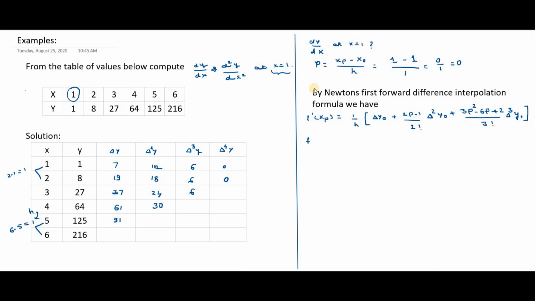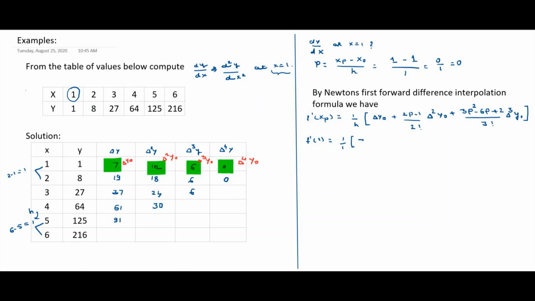Now substitute the values. So f dash of xp value, that is 1, which is asked. 1 divided by h, the value of h is 1. From the table, write down the forward values. So this is delta y naught, this is delta square y naught, 6 is delta cube y naught, and 0 is delta raised to 4 y naught. So these are the leading forward values. So you have to substitute from the table.